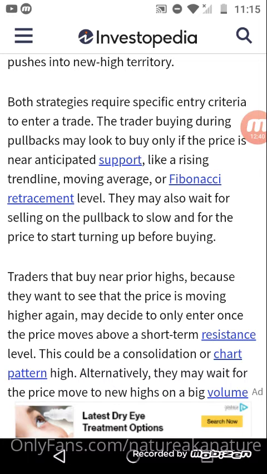So most traders know that price is going to pull back to an anticipated support level, like a rising trend line or a moving average or Fibonacci retracement level. You can use these things to also help you. They may also wait for the selling or the pullback to slow down, because pulling back means sellers are in and they're pulling price back. So they'll wait for some type of confirmation that sellers are finishing up and buyers are starting to overpower them.